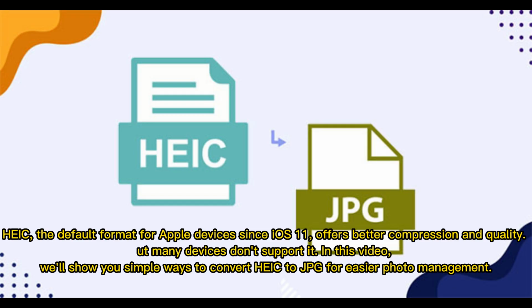HEIC, the default format for Apple devices since iOS 11, offers better compression and quality, but many devices don't support it. In this video, we'll show you simple ways to convert HEIC to JPG for easier photo management.